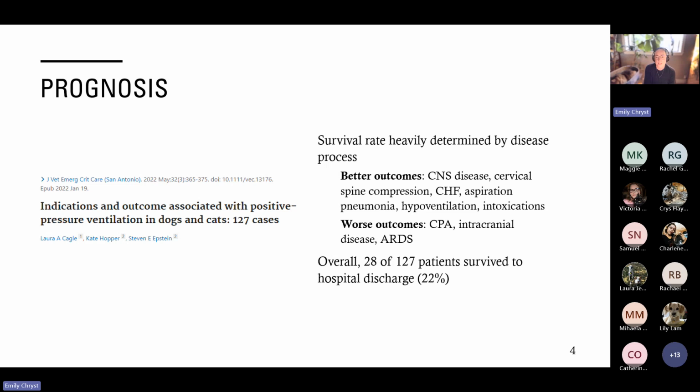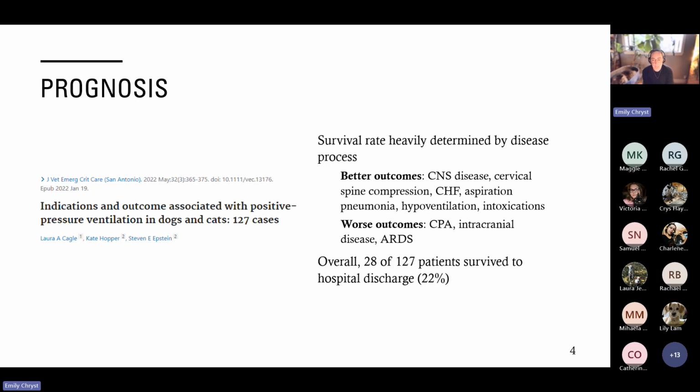So 22% might seem pretty low on the surface there, but outcomes do depend heavily on disease process, which is not captured in that 22%. So we get better outcomes with patients who are hypoventilating due to CNS disease, for example, better outcomes for intoxications and some neuro cases. And we definitely see worse outcomes for ARDS, intracranial disease, and post-cardiopulmonary arrest patients.